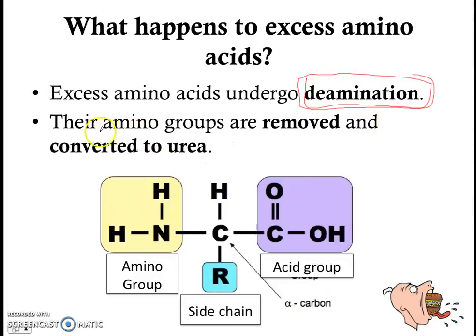Now, what happens is that, you remember your amino acids, right? They've got an amino group, they've got this side, and they've got this acid group. Now, the amino group here is actually removed and converted to urea. And this urea is later removed from your body through your urine. Okay, through your urine. Wee.